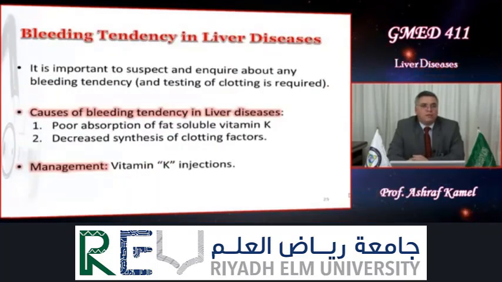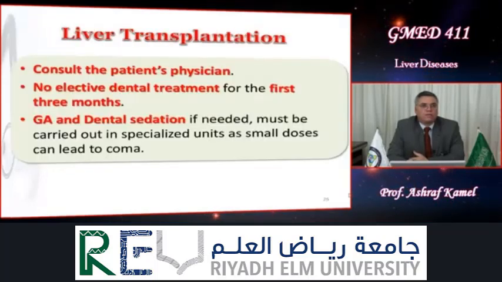Bleeding tendency in liver diseases. It is important to suspect and inquire about any bleeding tendency, and testing of clotting factors is required. Causes of bleeding tendency in liver diseases are number 1, the poor absorption of vitamin K, and number 2, decreased synthesis of clotting factors. Vitamin K is required to form the clotting factors. It's required by the liver. Management of the bleeding tendency is by giving vitamin K injections.